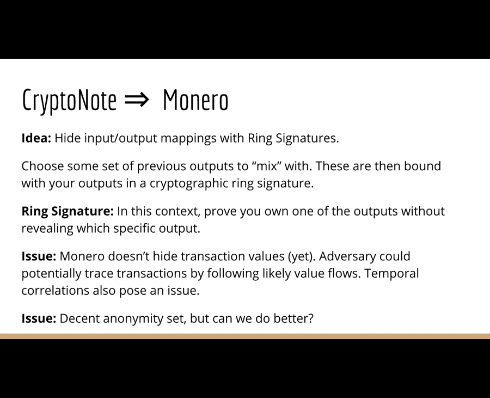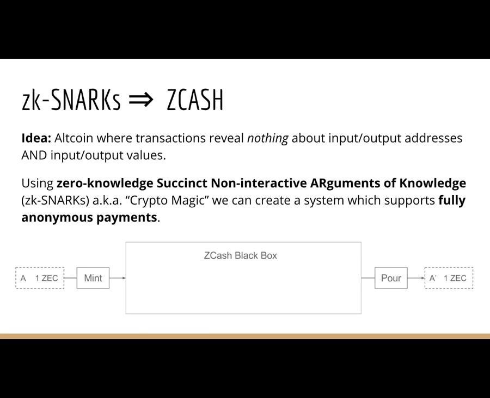But the question is, can we do better? Can we get a better anonymity set? And so the next iteration of privacy-centric altcoins is Zcash. They rely on a pretty bleeding-edge cryptographic primitive called a ZK-SNARK, or a zero-knowledge succinct non-interactive argument of knowledge, which is a mouthful, but it's basically crypto magic, which lets you create proofs that let you prove that you know something without revealing anything about what you know.